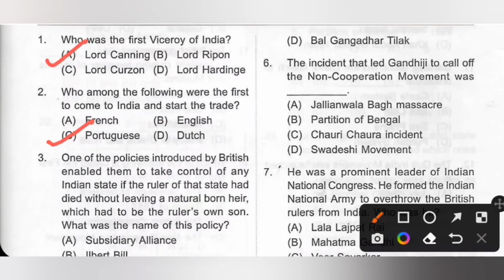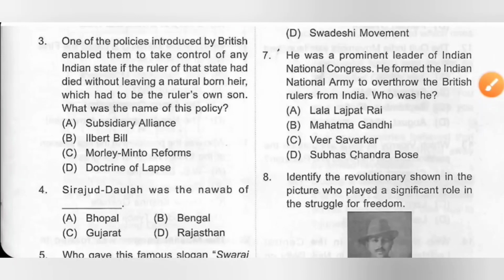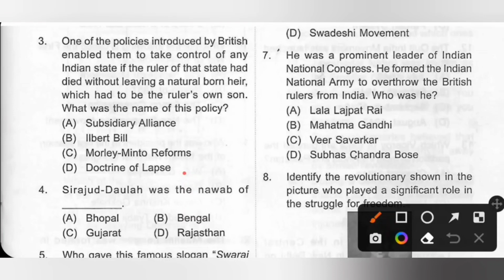Option C, Portuguese. Third one, one of the policies introduced by British enabled them to take control of any Indian state if the ruler of that state had died without leaving a natural born heir, which had to be the ruler's own son. What was the name of this policy? Option A, Subsidiary Alliance, B, Ilbert Bill, C, Morley Minto Reforms, D, Doctrine of Lapse. So the name of that policy was Doctrine of Lapse, okay? Option D is the correct answer.